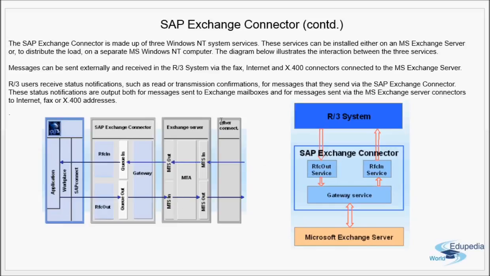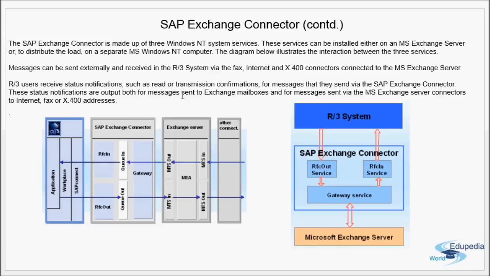Okay, so you can install this SAP Exchange connector directly on this Microsoft Exchange server, or you can install it on a Microsoft Windows NT server, a different host, just to reduce the load on this Exchange server. So this part can be directly installed on this server or on another Windows NT server.